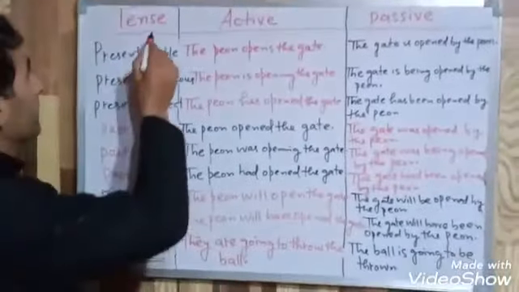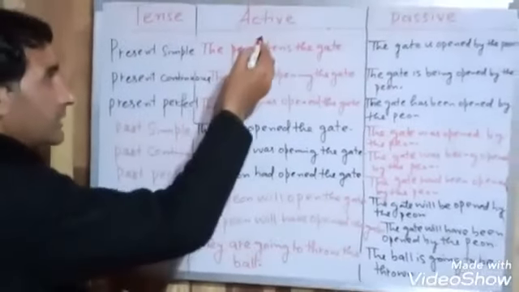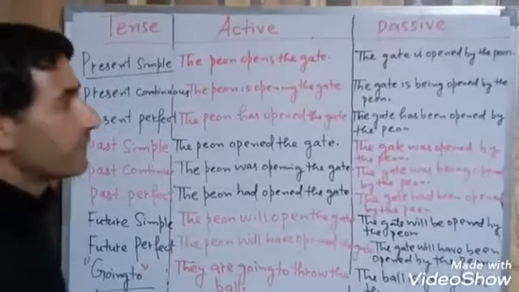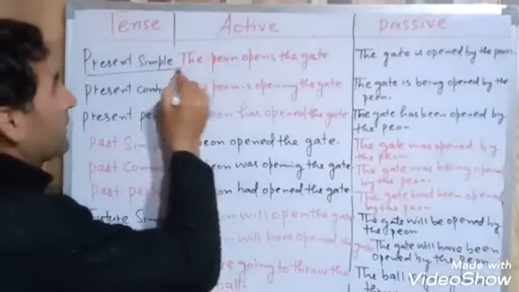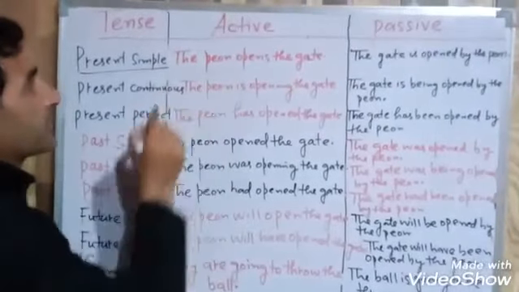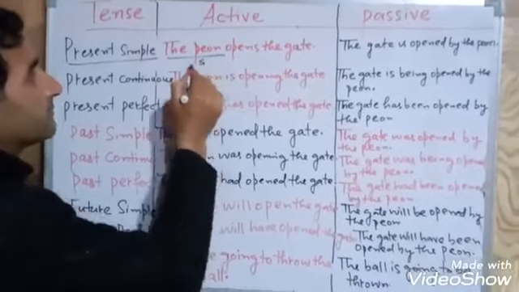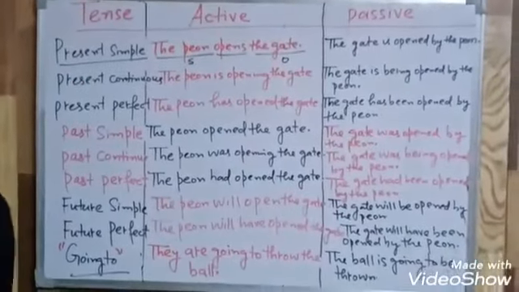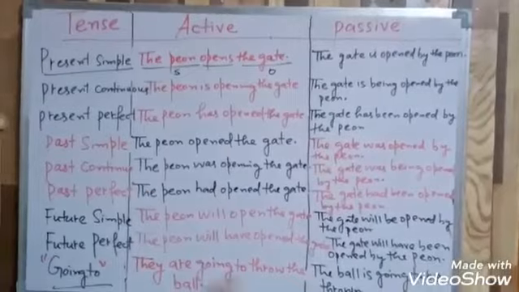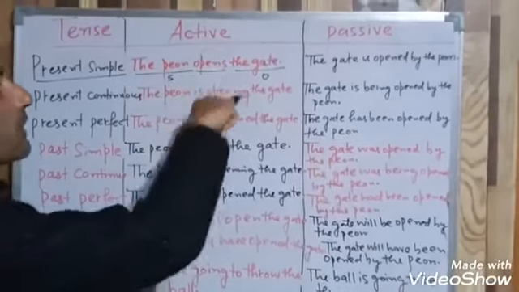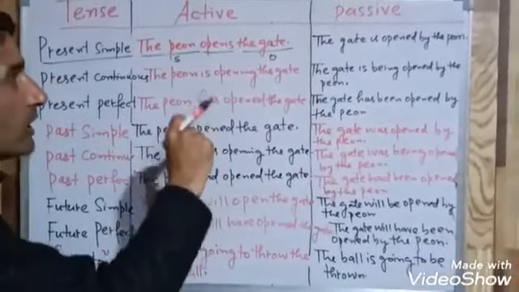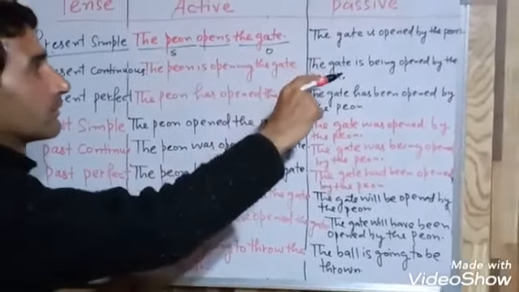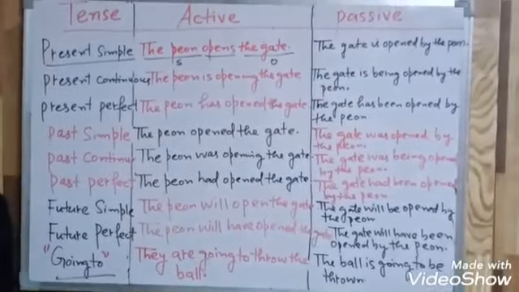Now the first is, if the sentence is in active voice but that is in present simple, that means the first form of the verb. Now here, this sentence is in present simple, the peon is subject, the gate is object, and opens is present simple. This is the first form of the verb. Now I told you, while changing a sentence from active to passive voice, the active verb is expressed as be plus past participle, means third form of the verb.